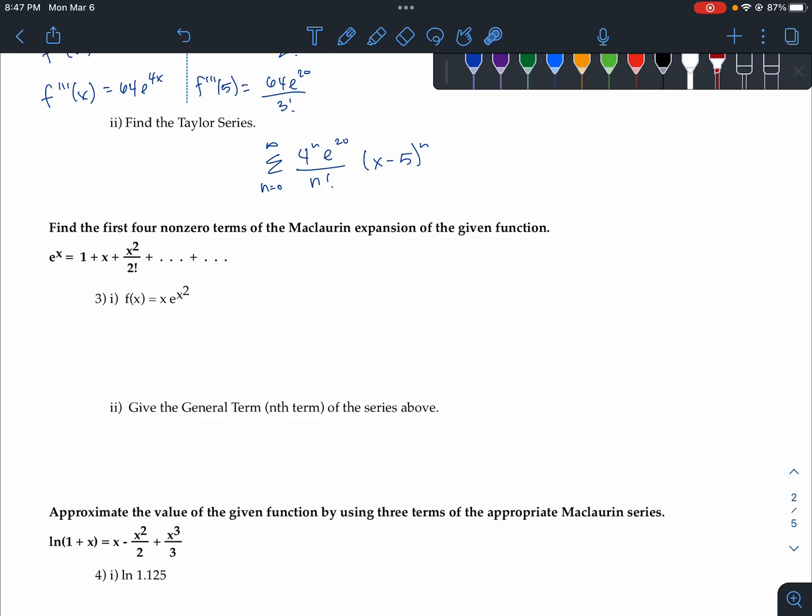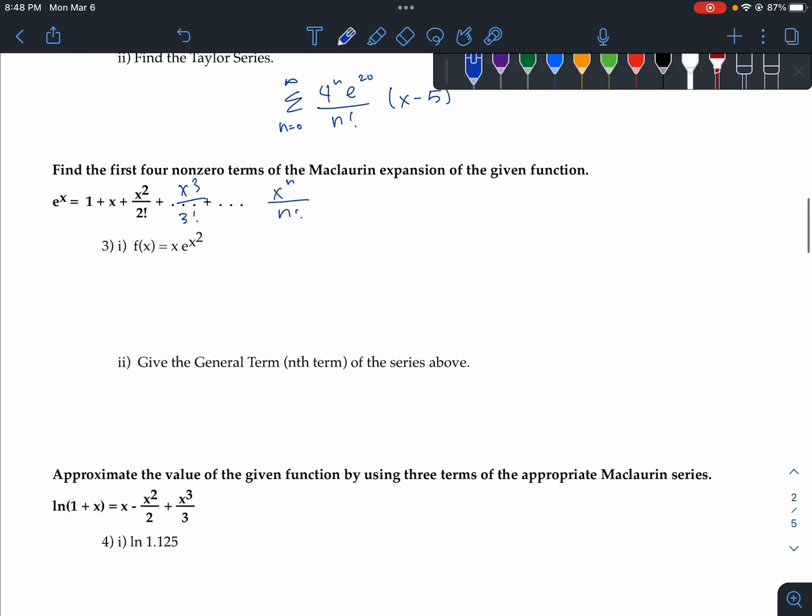Okay. Find the first 4 non-zero terms of the Maclaurin expansion of the given function. Okay, so sorry, let me collect my thoughts. So here is e to the x, and here's its Maclaurin expansion, but it's only giving me 3 terms, so it's not too bad. The third term is just going to be x to the third over 3 factorial. The nth term is going to be x to the n over n factorial.